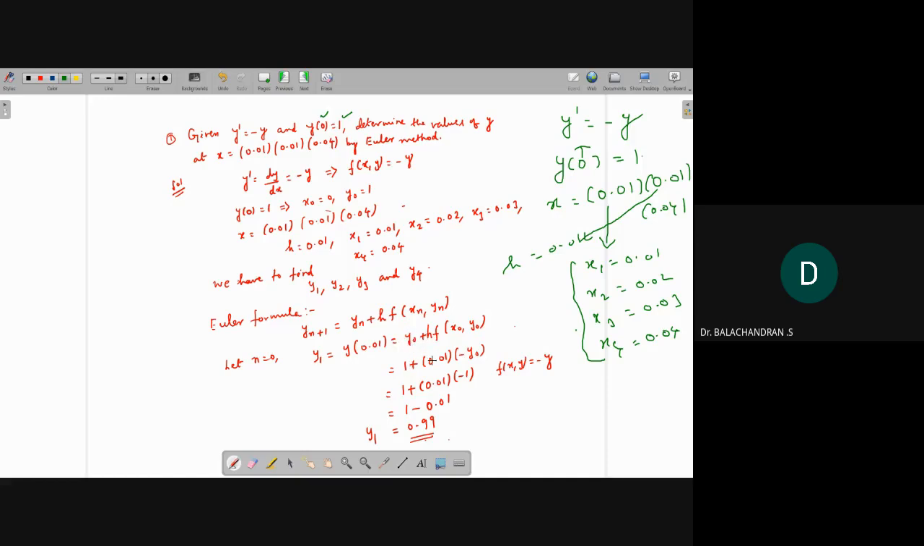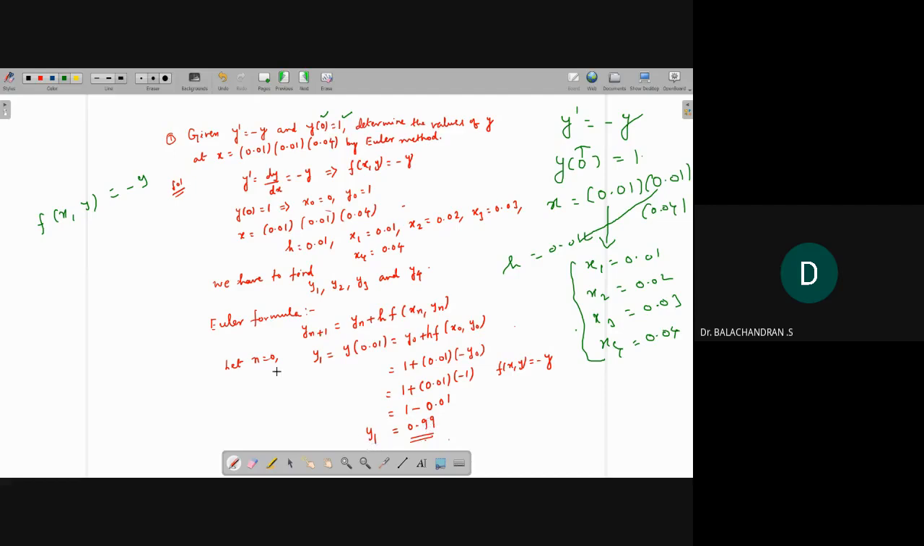h is also given in the question, 0.01. f of x0 comma y0, what is f of x comma y? f of x comma y is minus y. So f of x0 comma y0 is minus y0. So 1 plus 0.01, y0 is 1, so minus 1. Remaining part is simplification. Now we got y1.